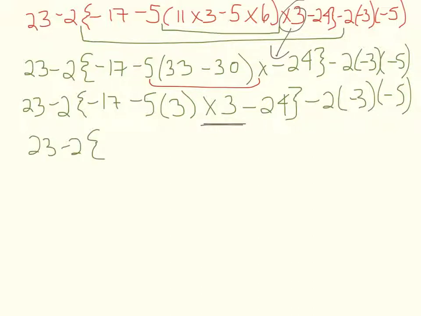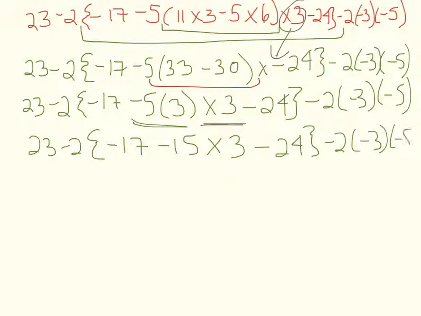Okay? So now we have that 23, negative 2 still. And now we're going to finish off and break this bracket. So we still have that negative 17. We have negative 5 multiplied by positive 3, which will give us a negative 15. And then we have a multiplication of 3, and then that negative 24. And we still have these multiplications to do. So the question is now becoming clearer or simpler to deal with, because even though we still have brackets, we've eliminated some of the brackets.